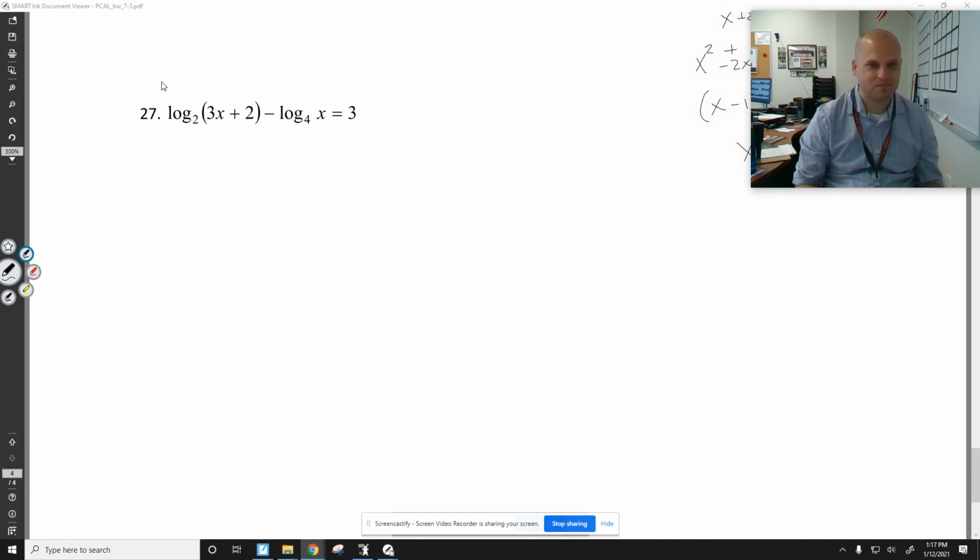Let's look at this guy. Log base 2 of 3x plus 2 minus log base 4 of x. Let's change that log base 4 of x to be something with a log base 2.